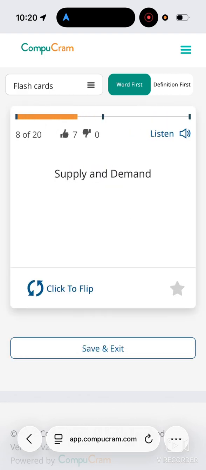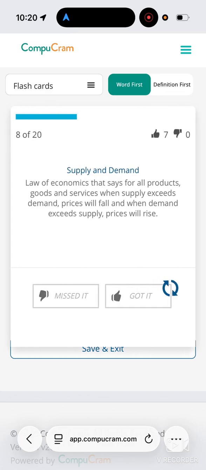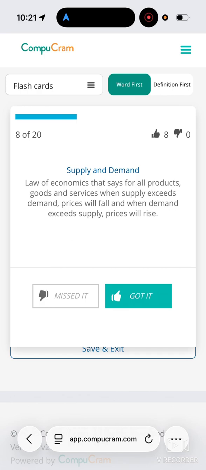Supply and demand. This is the easiest one, and it always is on every test. There's a question about supply and demand. So the law of economics that says for all products, goods, and services, when supply exceeds demand, prices will fall. And when demand exceeds supply, prices will rise.